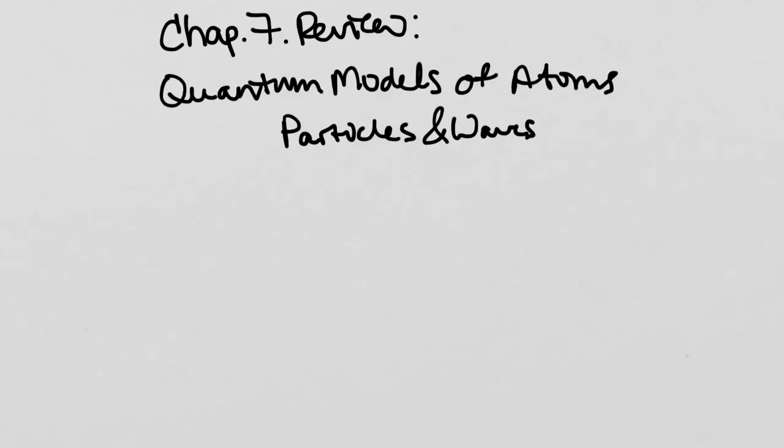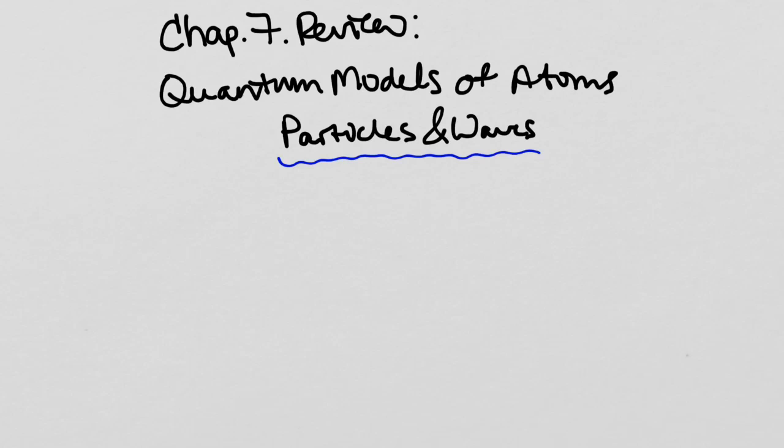In this video, we are going to do a short review of lecture topics covered as the first part of Chapter 7 notes. So let's just jump right in. Let's just remember, Chapter 7 is basically titled Quantum Models of Atoms. We're really going to be focusing on this part, particles and waves, how atoms behave as both of those with specific respect to light.